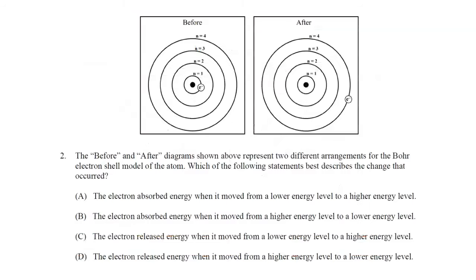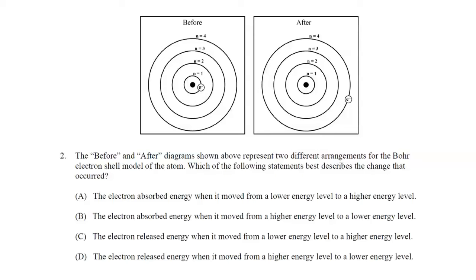Now let's take a look at question 2. In question 2, it says, the before and after diagrams shown above represent 2 different arrangements for the Bohr electron shell model of the atom. Which of the following statements best describes the change that occurred?